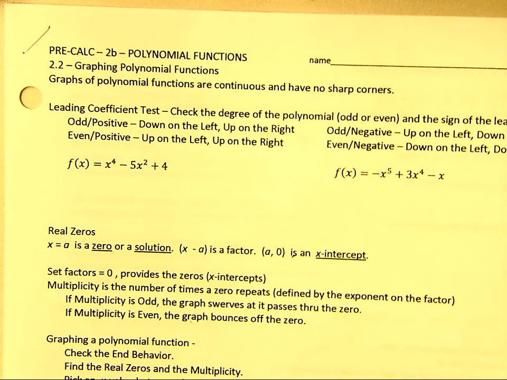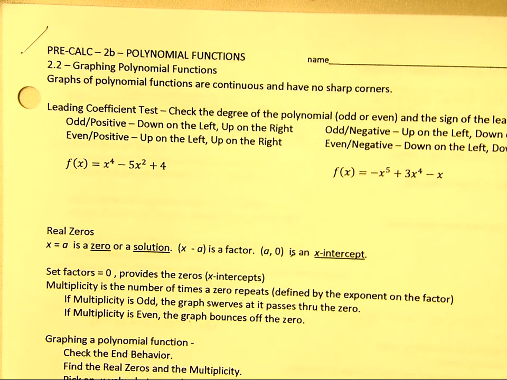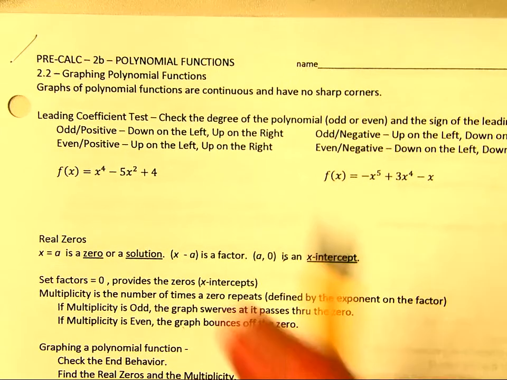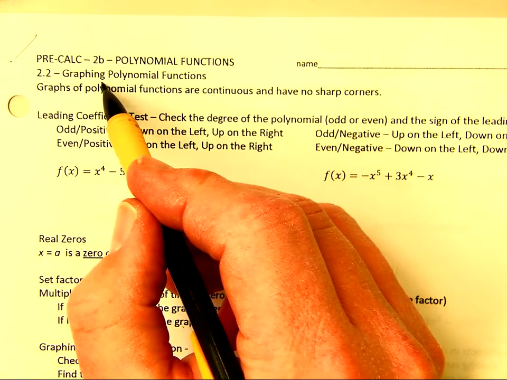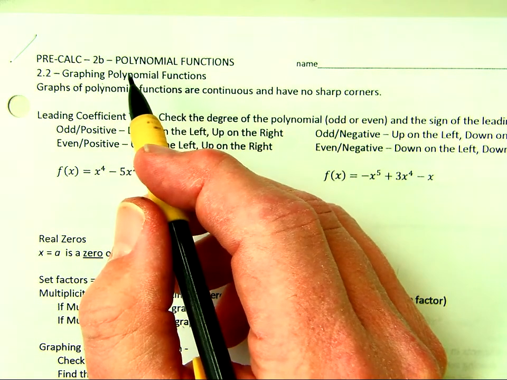Okay, we're ready to start the next section. This section's on polynomial functions. The first section is from a book. It's section 2.2, on graphing polynomial functions.